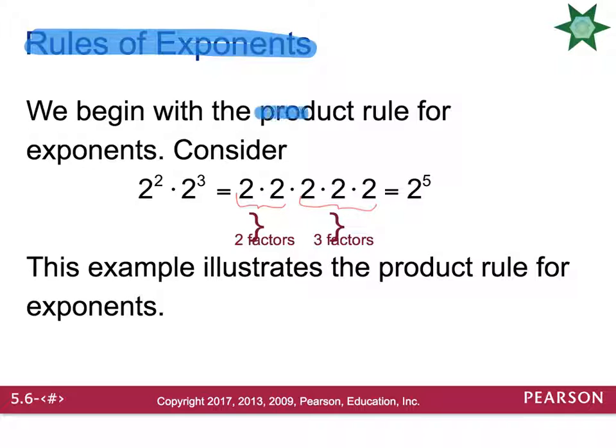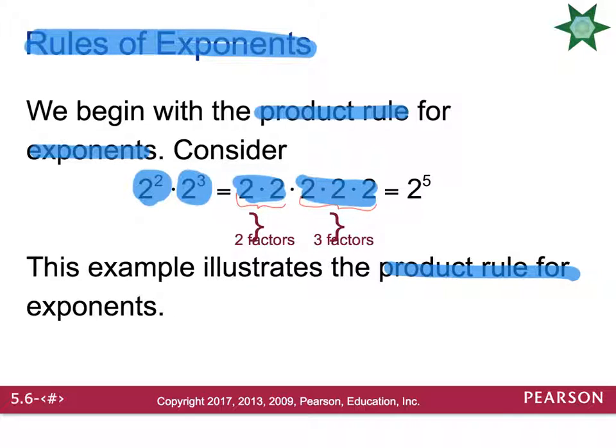So the product rule for exponents, let's say we're looking at 2 squared times 2 cubed. Now 2 squared means we're multiplying 2 times, and then we're multiplying it 3 more times. So we're actually multiplying 2 times plus 3 times. So we just add the 2 here and the 3 here, the exponents, to get the 5. So that's called our product rule for exponents.